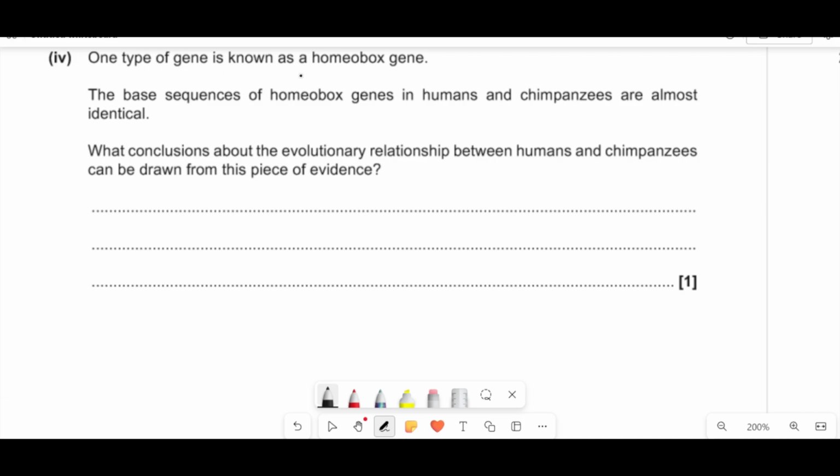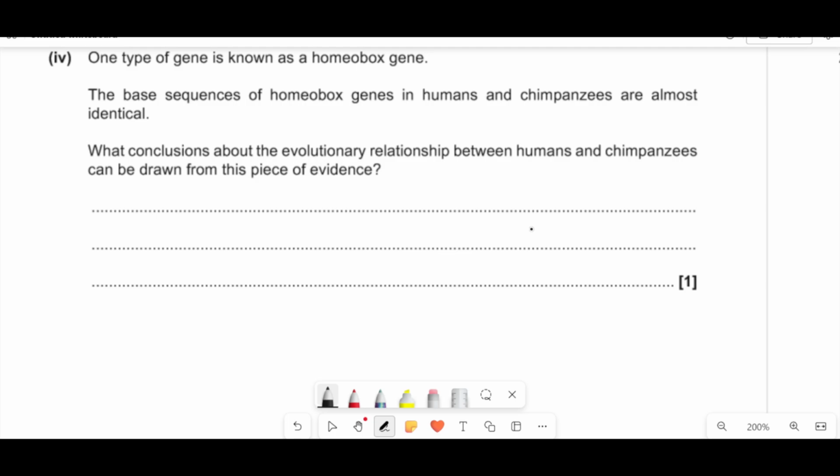So one type of gene is known as a homeobox gene. The base sequence of homeobox genes in humans and chimpanzees are almost identical. What conclusions about the evolutionary relationship between humans and chimpanzees can be drawn from this piece of evidence? Homeobox genes, remember, they are what contribute to your body plan. So what they do is they code for a part of a protein called the homeodomain, which binds to specific sites in DNA and allows them to work as a transcription factor, right?